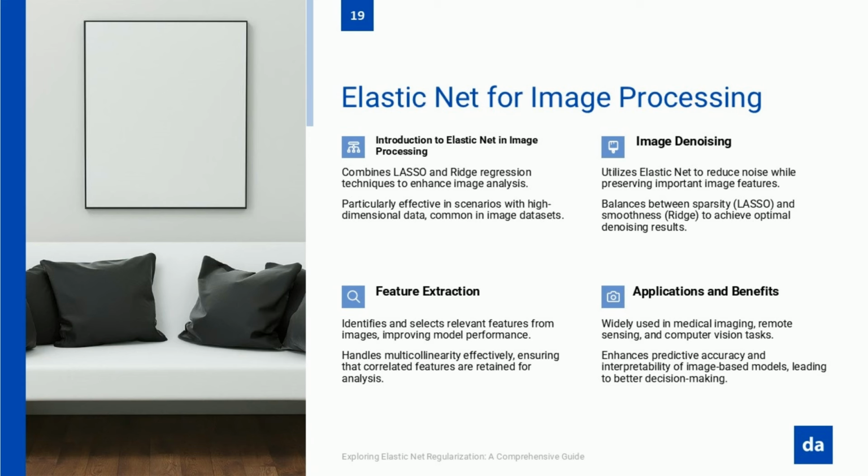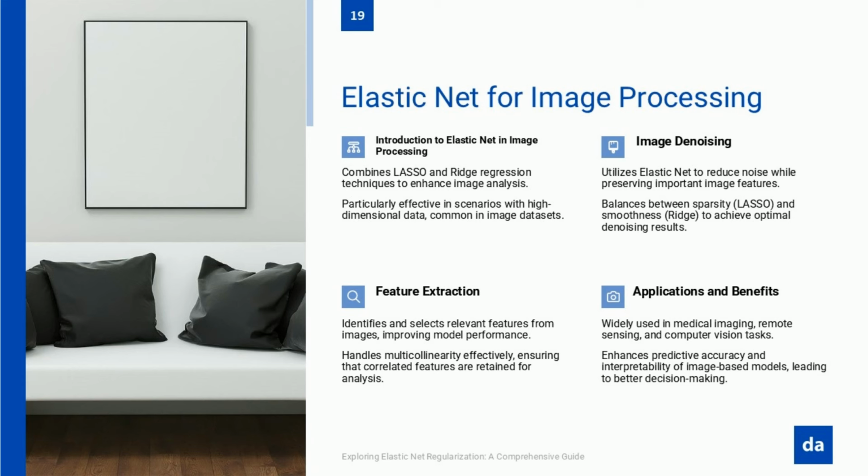From medical scans to facial recognition, image processing relies on machine learning to detect patterns, recognize objects, and extract meaningful information. The challenge? Image data is extremely high-dimensional and many pixel values are correlated. Traditional regression models simply can't handle this complexity. That's where Elastic Net becomes a powerful tool.